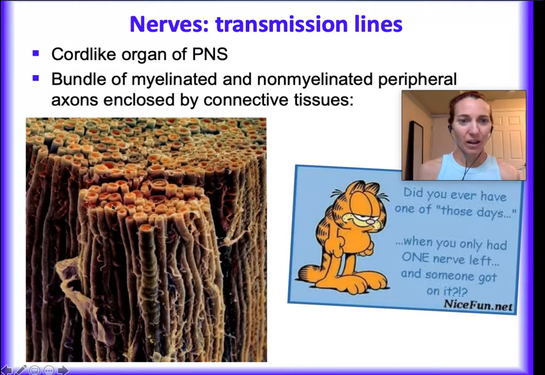Everything in red here is showing the axon. The white is showing the myelin surrounding that axon. And then you can easily see the connective tissue that is wrapping around not only the myelin, but also wrapping around these bundles of axons, which are going to be called fascicles. So these nerves are going to be the transmission lines in our peripheral nervous system. Most of them are going to carry both motor as well as sensory information. The rarities are the ones that are either only motor or only sensory.